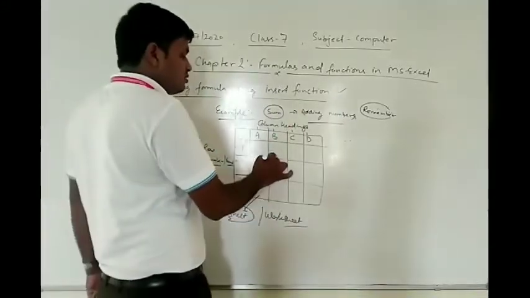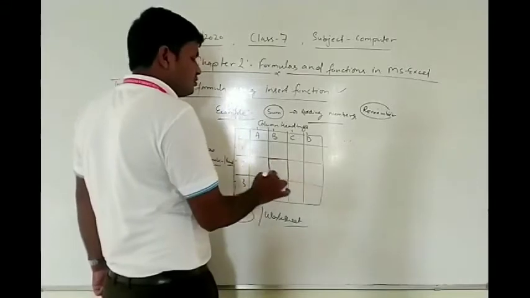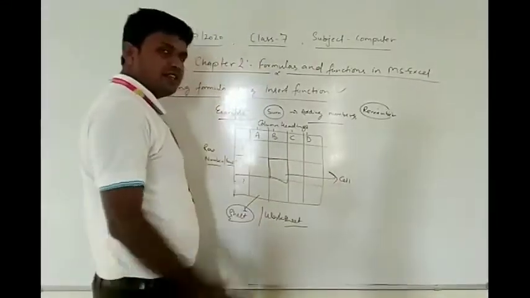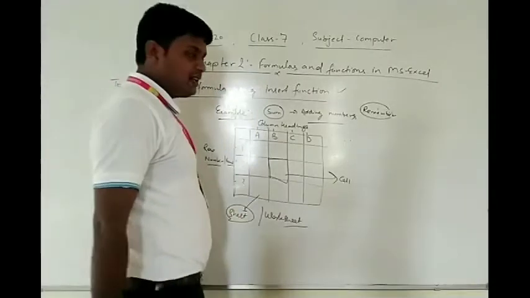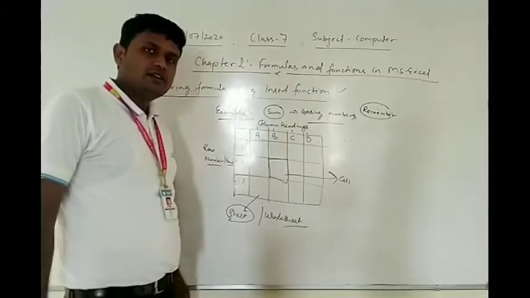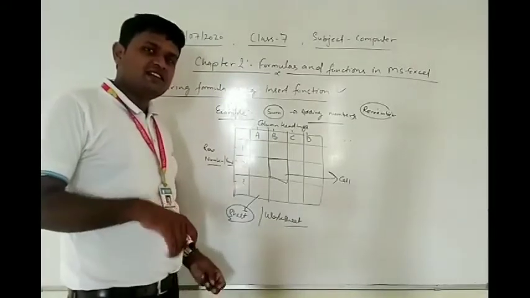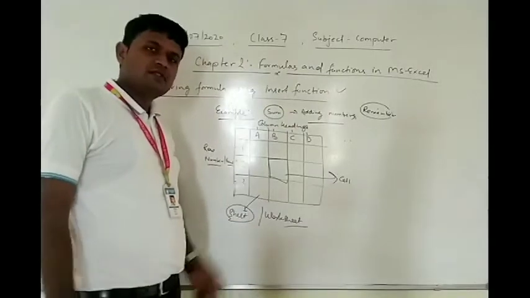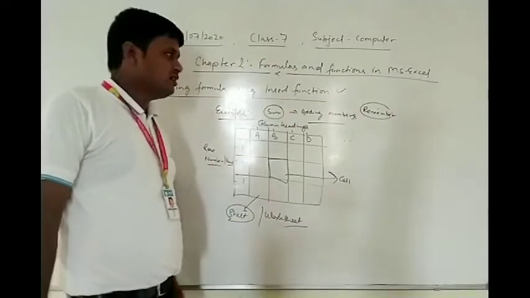So what is this? This is a cell. And what is the definition of a cell? Anyone know? The definition of a cell is: the intersection point of a row and a column is called a cell.